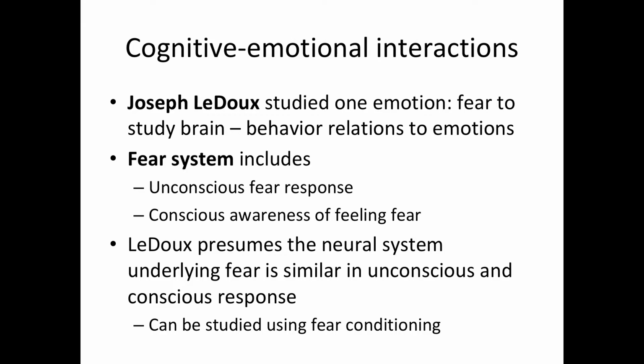So an important implication of LeDoux's theory is that our fear system includes both unconscious fear responses and our conscious awareness of feeling fear. So he presumes, however, that the neural system underlying fear is similar in both unconscious and conscious responses, and that the neural basis of fear can be studied using a model system, which in this case is fear conditioning. And we talked about that in a previous chapter.